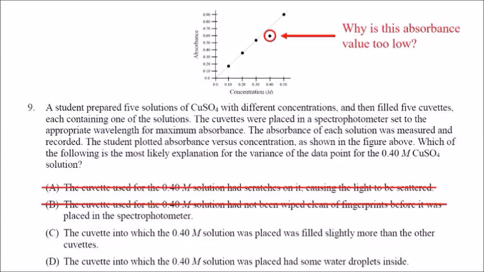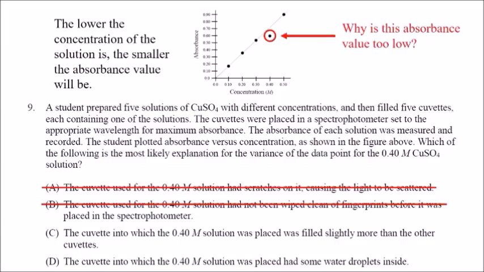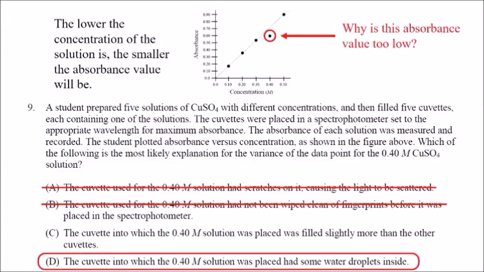Take a look at choice D. The absorbance is too low because it looks like the concentration of the solution is too low. So the lower the concentration of the solution is, the smaller the absorbance will be. And if there had been some water droplets inside the cuvette before the solution was added, the concentration of that solution would be diluted to a lower value. Correct answer is D.